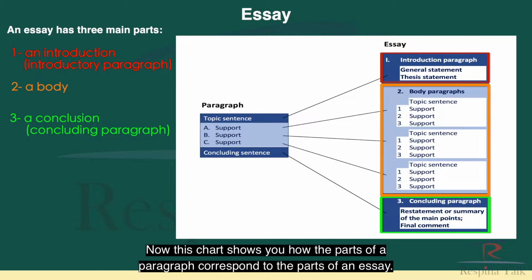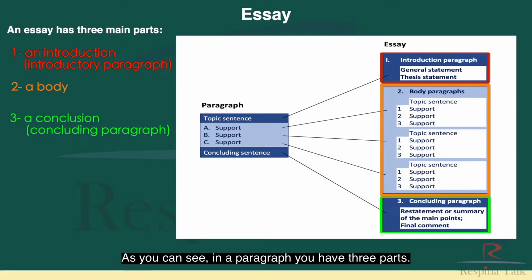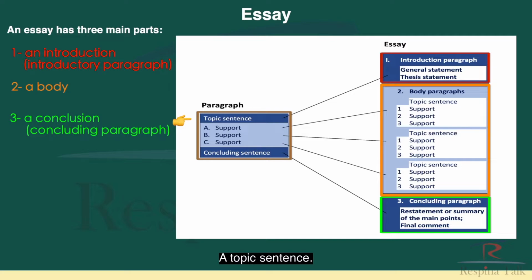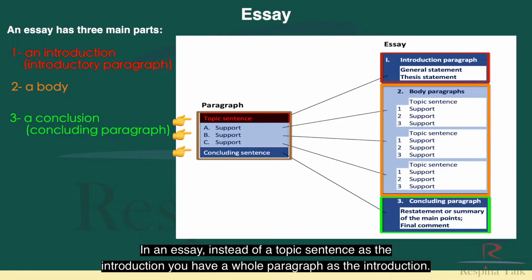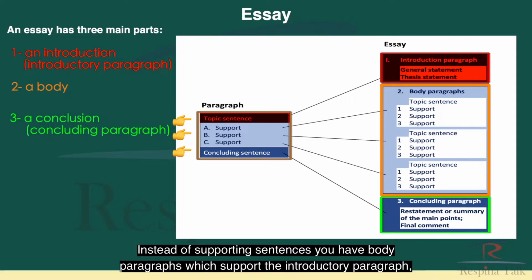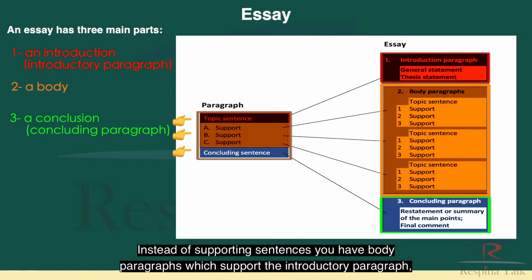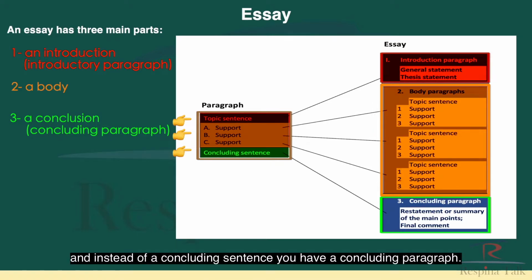Now, this chart shows you how the parts of a paragraph correspond to the parts of an essay. As you can see, in a paragraph, you have three parts: a topic sentence, some supporting sentences, and a concluding sentence. In an essay, it's pretty much the same thing. Instead of a topic sentence as the introduction, you have a whole paragraph as the introduction. Instead of supporting sentences, you have body paragraphs which support the introductory paragraph. And instead of a concluding sentence, you have a concluding paragraph.